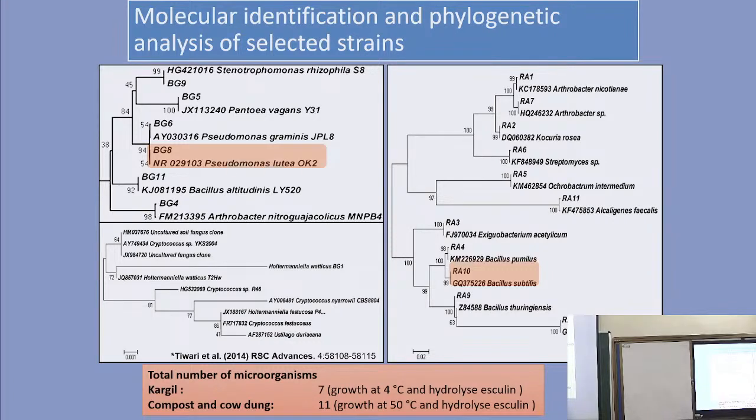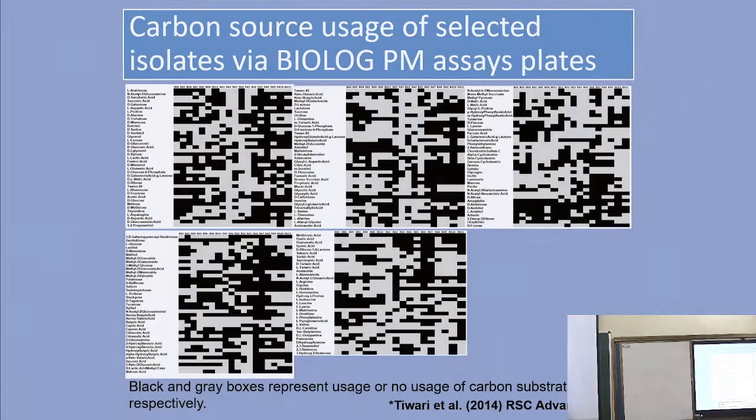Then we identified the total number of microorganisms: from Kargil it was 7, and from compost and cow dung 11. So both one psychrophilic and one thermophilic. You can see 50 degrees and 4 degrees. So we had both enzymes, beta glucosidases.